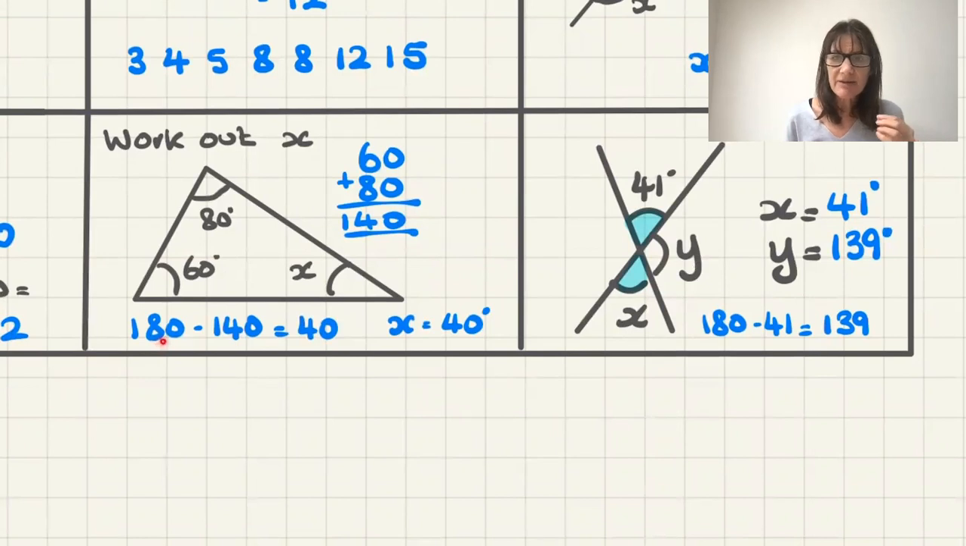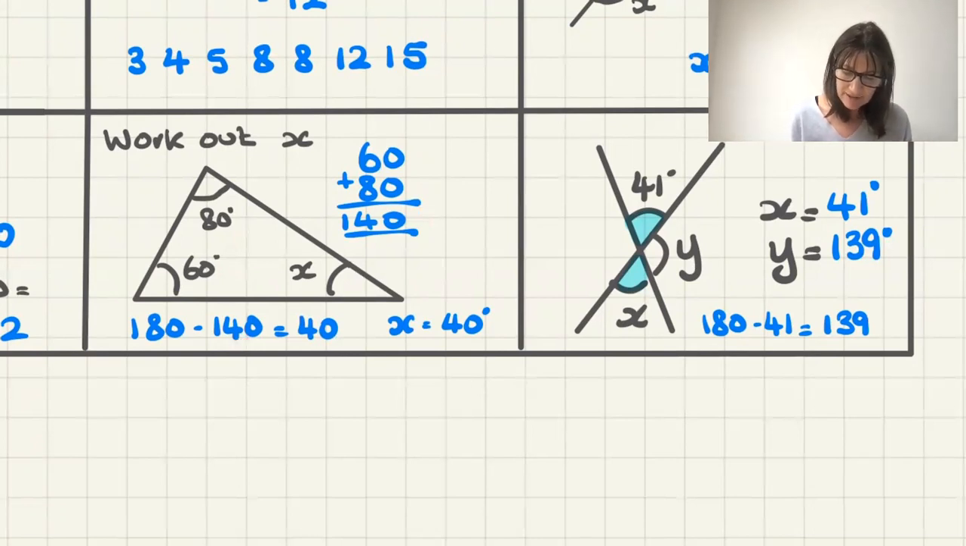Okay, that's coming from the fact that a triangle adds up to 180. If you remember, I split that triangle up and popped it on a line to show that both the straight line and the triangle have that same 180-degree addition. So I've added up the two angles that I know to get a total, and then I took that total away from the 180.